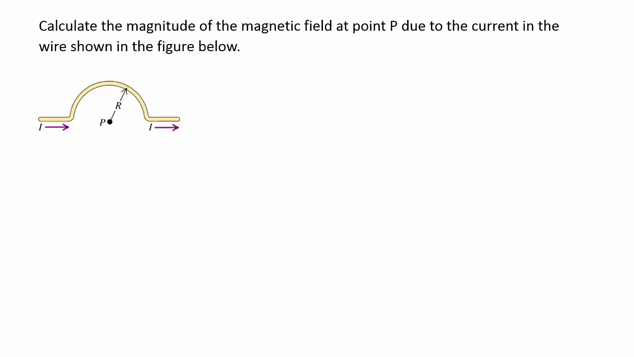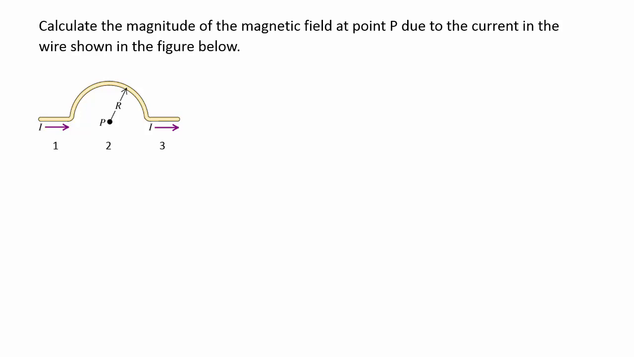Calculate the magnitude of the magnetic field at point P due to the current in the wire shown in the figure below. We can calculate the magnetic field at point P by using the Biot-Savart law. The easiest way to apply that law is to divide the wire into three segments.